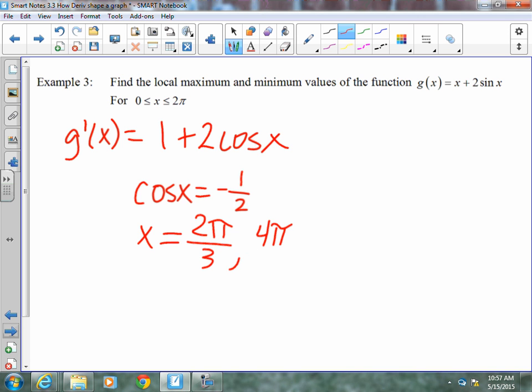If you don't remember your pi plate, spend a few minutes refreshing that. Once I notice you don't remember, I'm going to start giving pop quizzes over it. So, there is our two critical values.